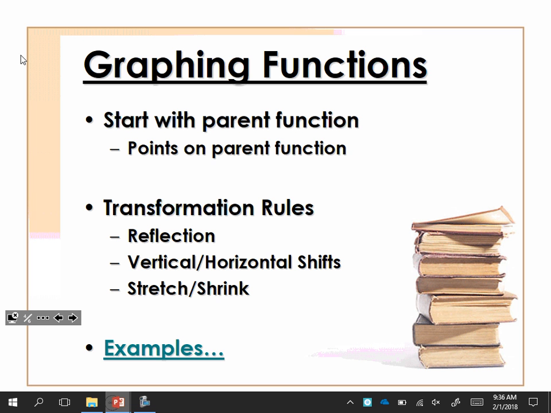But today, I'm just going to give you the equation. I'm not going to get you started with the graph. I'm just going to give you the equation. And what you're going to have to do is, based on the equation, decide what the parent function is, and then what some points are that are on that parent function.